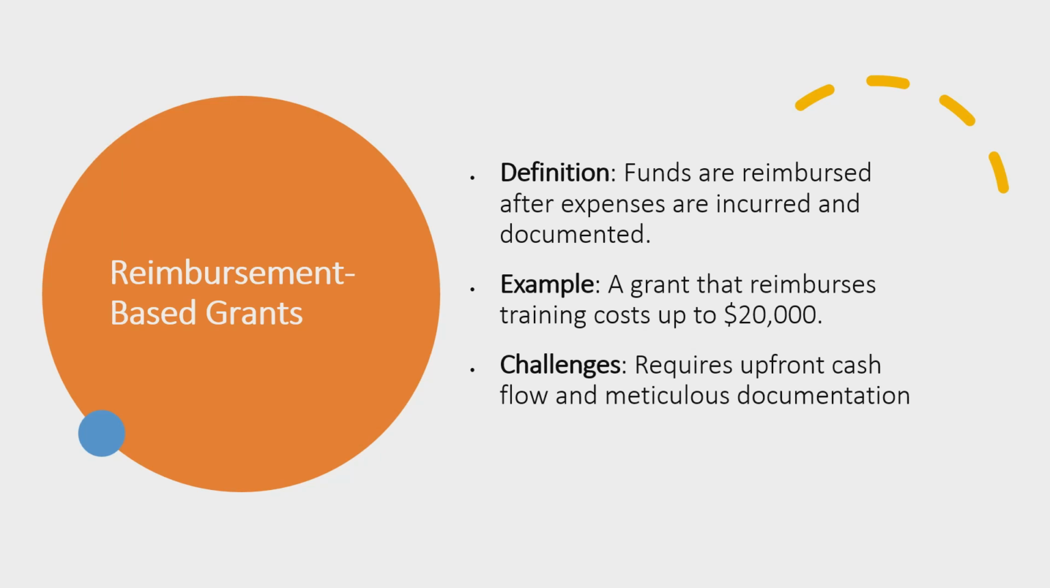Reimbursement-based grants provide funding after expenses have been incurred and properly documented. For example, a workforce development grant might reimburse training costs up to $20,000 upon submission of receipts. While valuable, these grants present challenges. Your organization must have sufficient cash flow to cover upfront costs and maintain detailed documentation throughout the process. Planning for these requirements is essential for successful implementation.